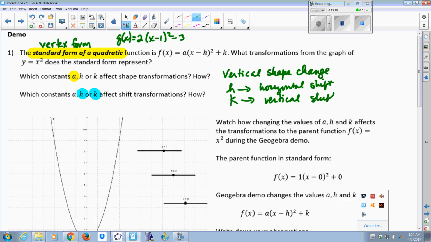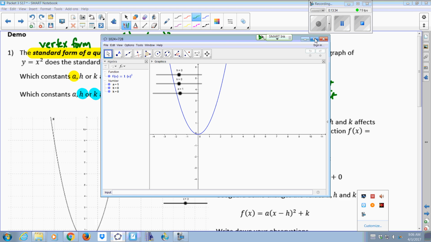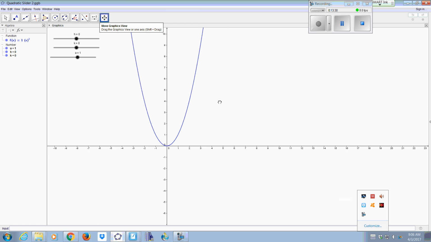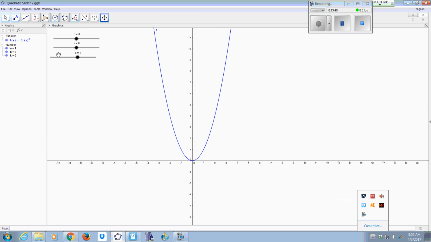All right. So what I'm going to do is I wrote a little GeoGebra demo for you. Watch how changing the values of A, H, and K affects the transformation of the parent function f of x equals x squared. So let me get up my little GeoGebra demo. This is kind of cool. This is so easy to do on GeoGebra. It's unbelievable. So notice this is your parent function x squared.